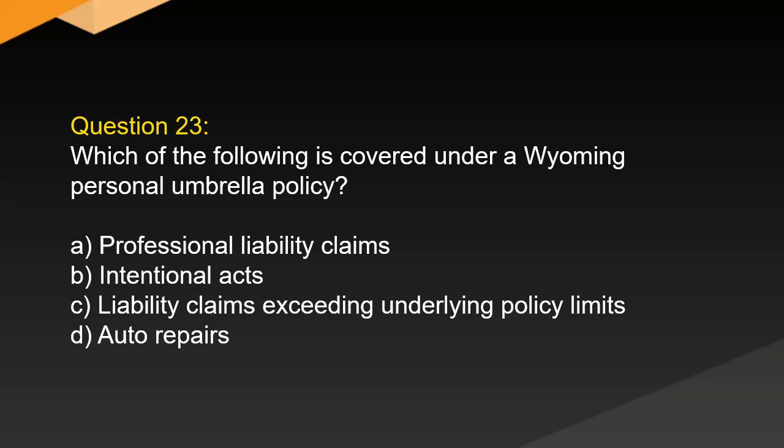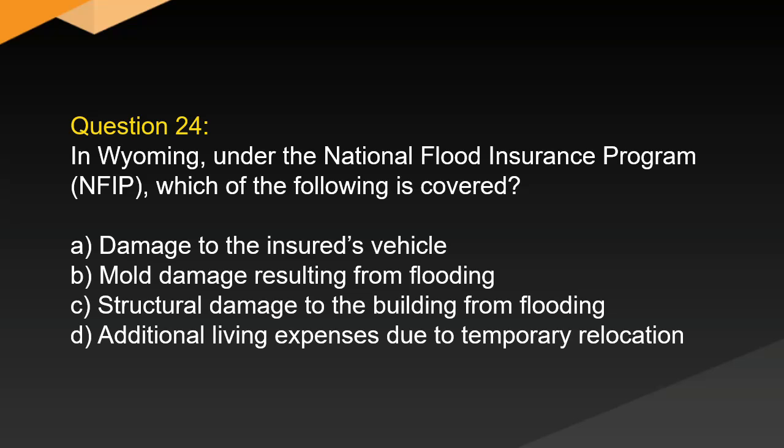Question 23. Which of the following is covered under a Wyoming personal umbrella policy? A. Professional liability claims. B. Intentional acts. C. Liability claims exceeding underlying policy limits. D. Auto repairs.